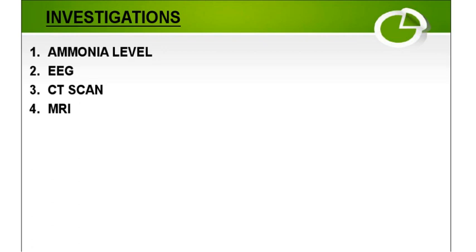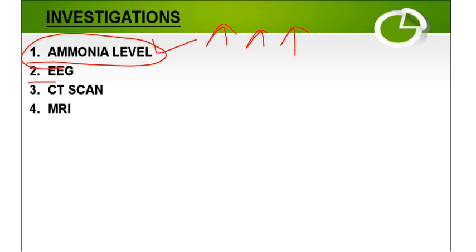Now what investigation will you do? The only investigation which is required is the level of ammonia. If they are high, it will show. Sometimes they are low and the patient has encephalopathy, but that is the only lab test which is relevant here. Then EEG, it will show the triphasic wave.